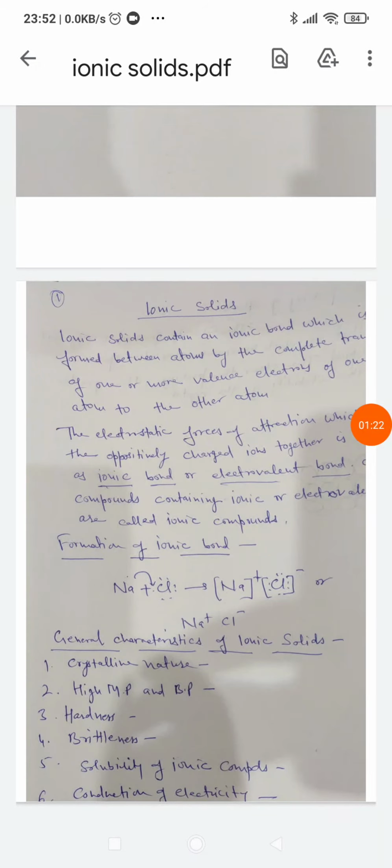How are ionic bonds formed? That is, the formation of ionic bond. An ionic bond is formed when one or more electrons are completely transferred from one atom to another atom so that both the atoms acquire stable noble gas configuration. Suppose we take the example of sodium chloride. In sodium chloride, how does the formation of ionic bond take place?